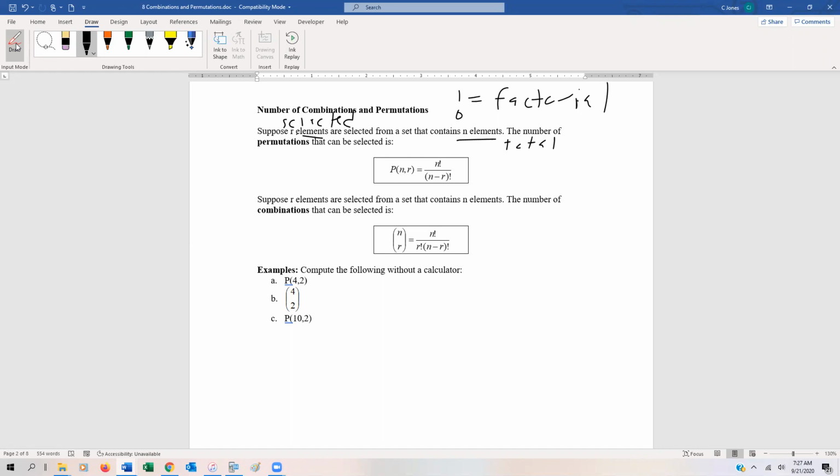Remember, before in the example, we selected 2 elements out of 4, and then we selected 3 elements out of 4. So n would be 4, and then r would be 2 or 3, depending on which of the problems we're looking at. The number of combinations is almost the same formula, except that now we have an r factorial in the denominator, as well as the (n minus r) factorial.